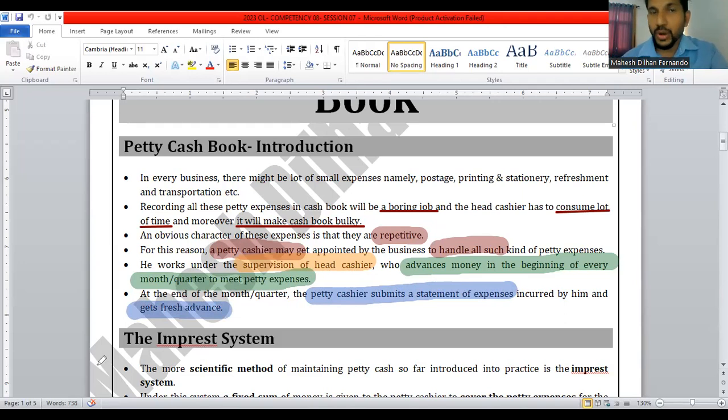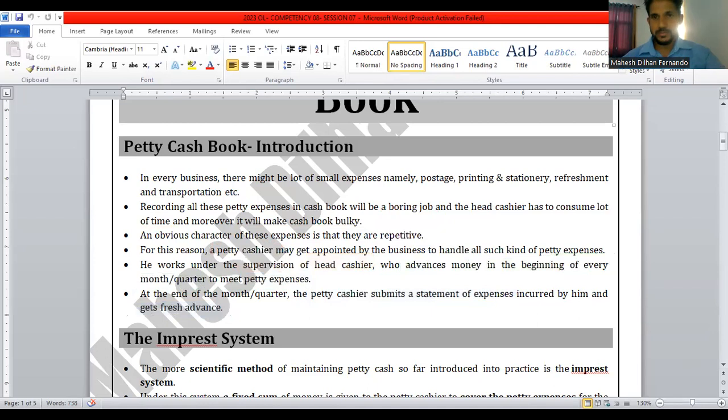At the end of the day, your father has given you 100 rupees. So at the end of the day, you have only 30. That means you have spent 70. So the next day, your father again gives you 70 rupees. Now the balance is again 100. That is the simple way of understanding the petty cash payment, the petty cash book. Okay, so let's move to the presentation again.